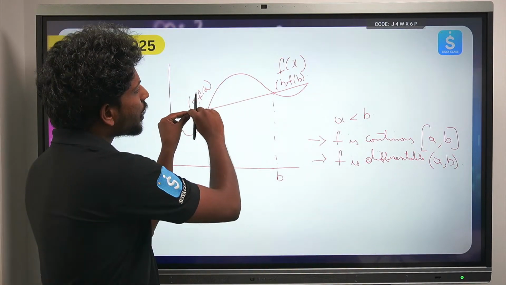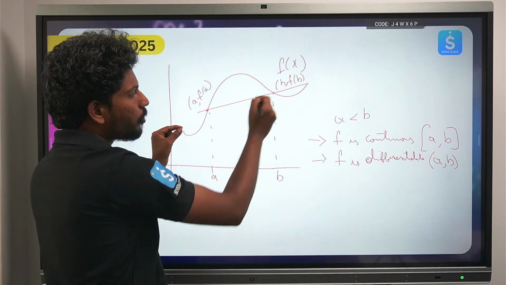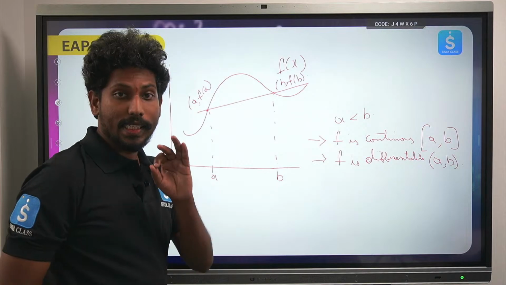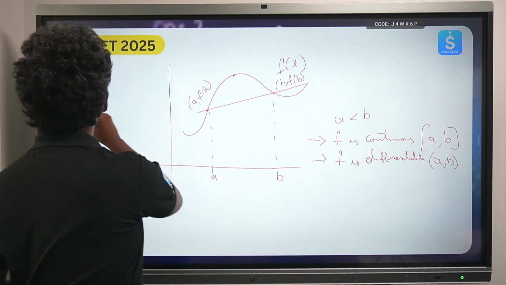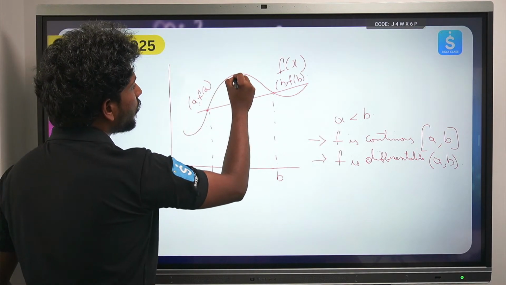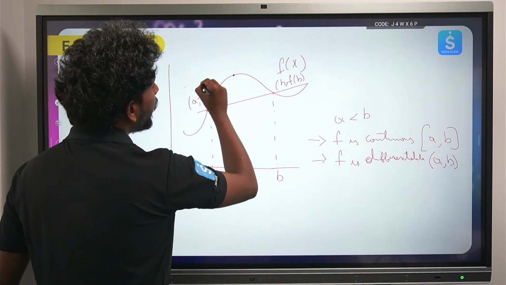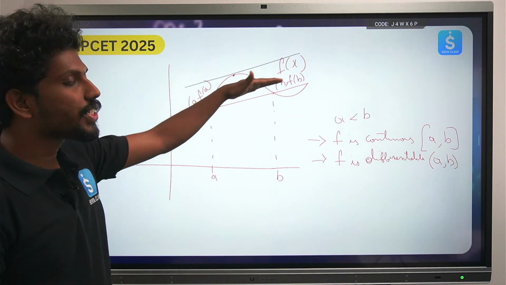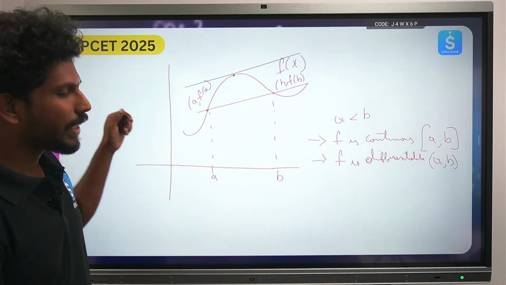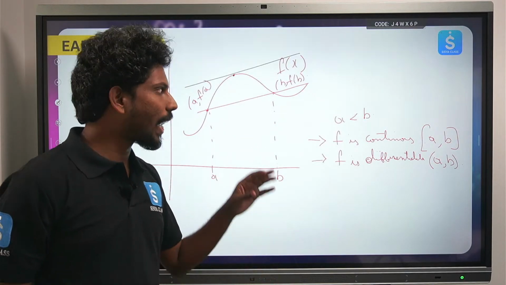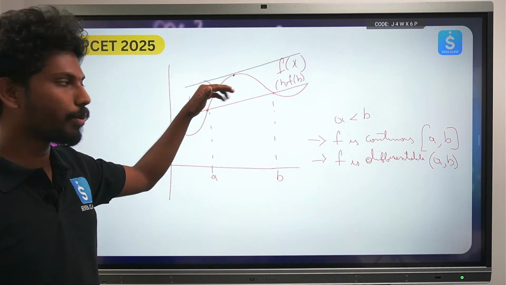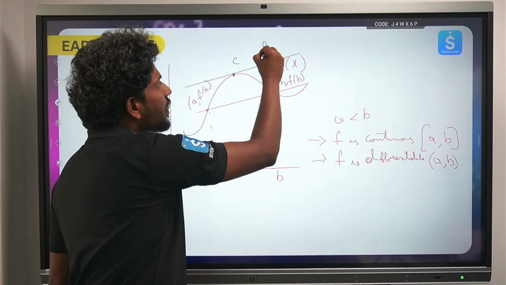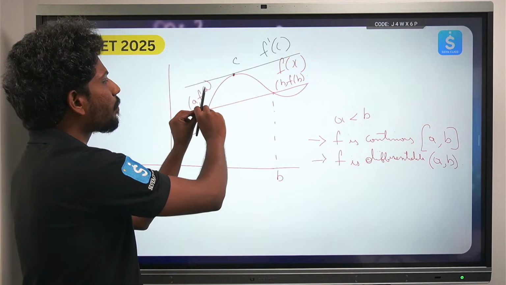Now whenever you draw a line joining A to B, you can always find a point on the curve such that if you draw a tangent at that point, that tangent will be exactly parallel to the line joining these two points. Yes or no? Right? It has a good lengthy proof, but as of now we'll see it in a more abstract way. So here there is a point C, and the tangent at this point C is exactly parallel to the line joining the points A and B.